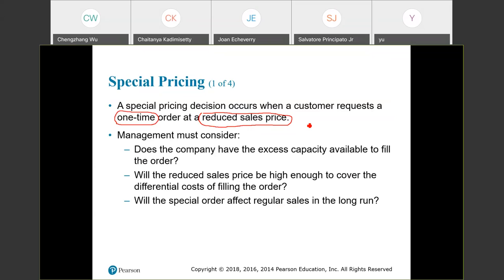And also, will the special order price start a price war with the competitors? If a price war is started by accepting a special pricing, not only you, but also your competitors, I mean, the whole industry will be harmed by your special order with a much lower price.